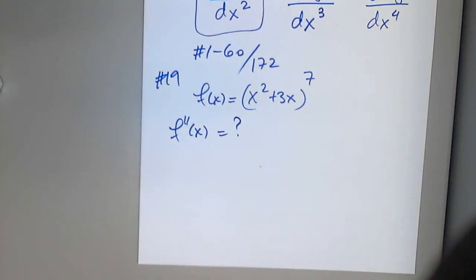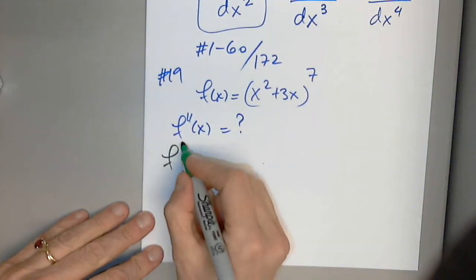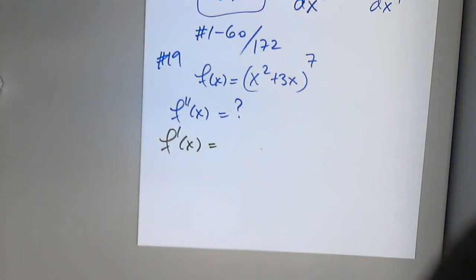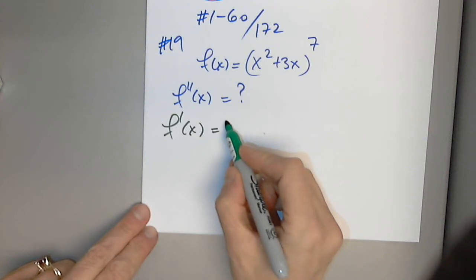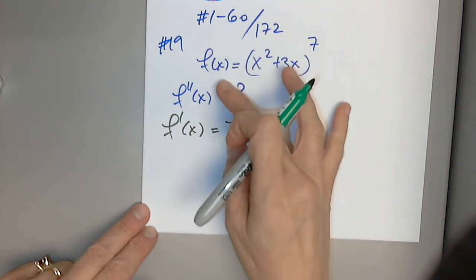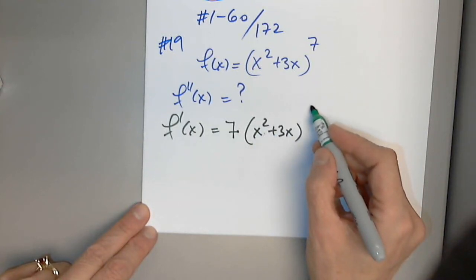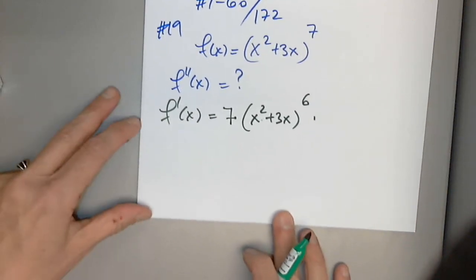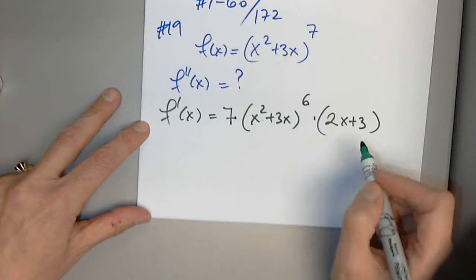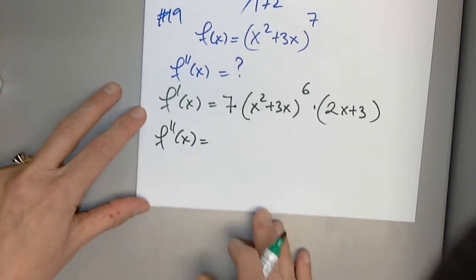How do I find the second derivative? Not before finding the first derivative, exactly. So let's find f prime first. Obviously, this is the chain rule, because there is an inner function and there is an outer function. So please tell me what to write. 7, we bring down the power. We subtract 1 from the power, and we get 6 times the inner function, which is 2x + 3. Yes. That was the first derivative.